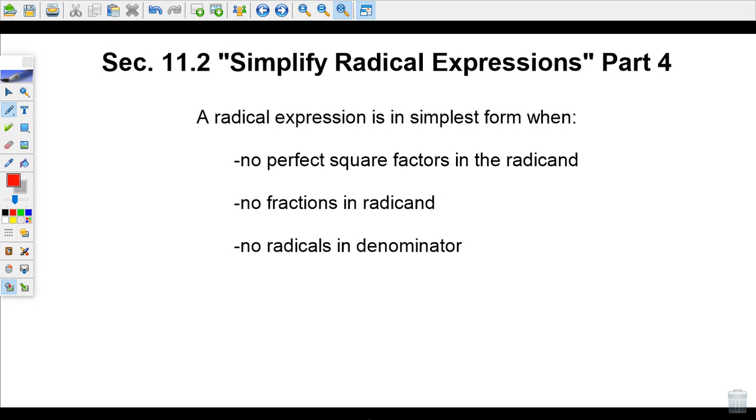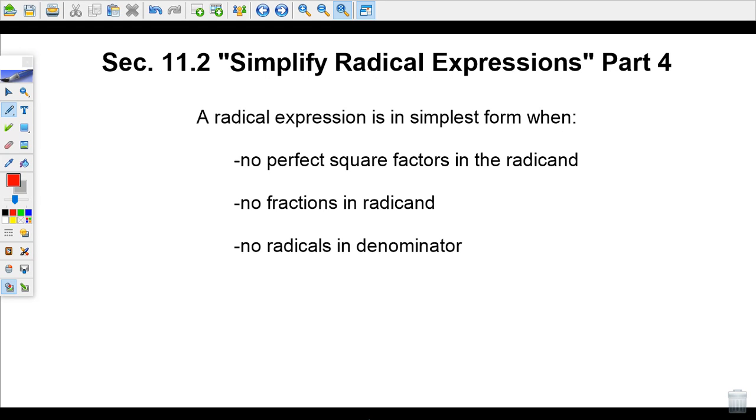Hey, algebra students. Today we are finally going to finish 11.2. In this part, we are going to really focus on not just simplifying one radical expression, but performing some operations with radical expressions and then making sure that our answer is in simplest form.